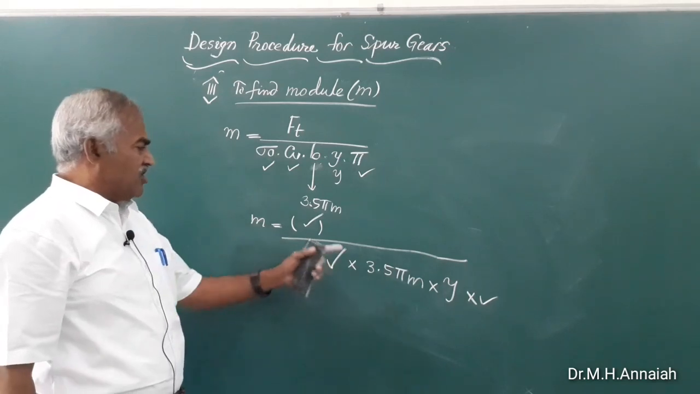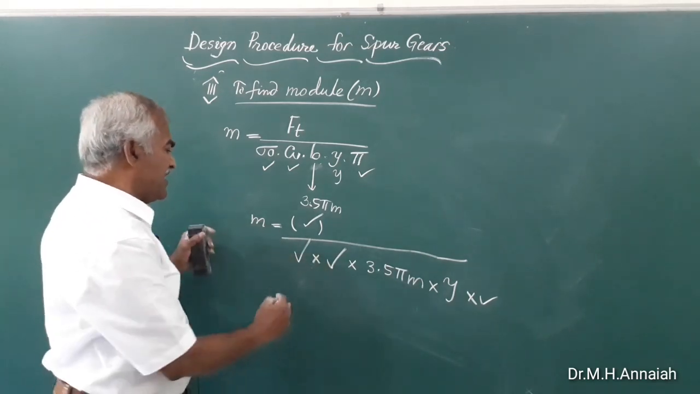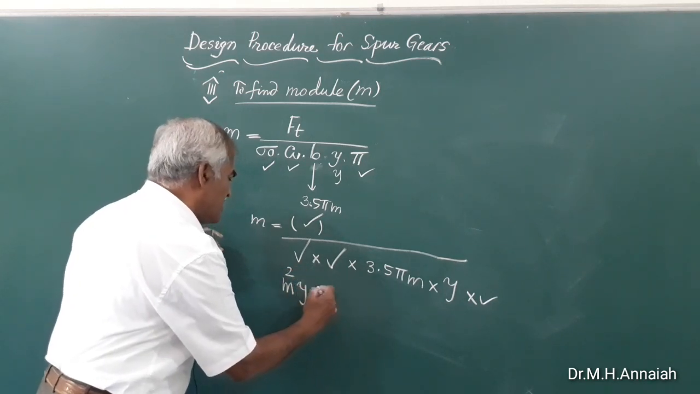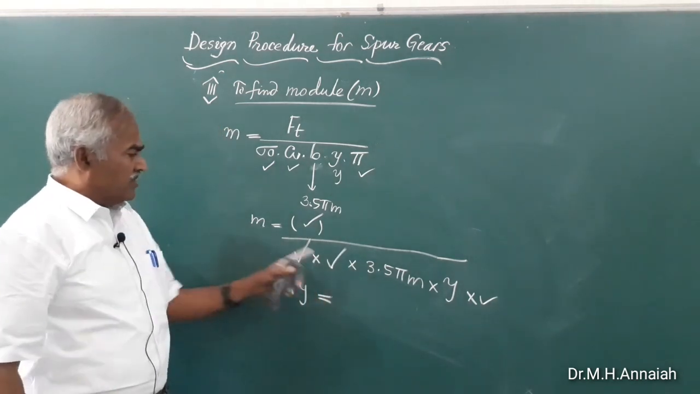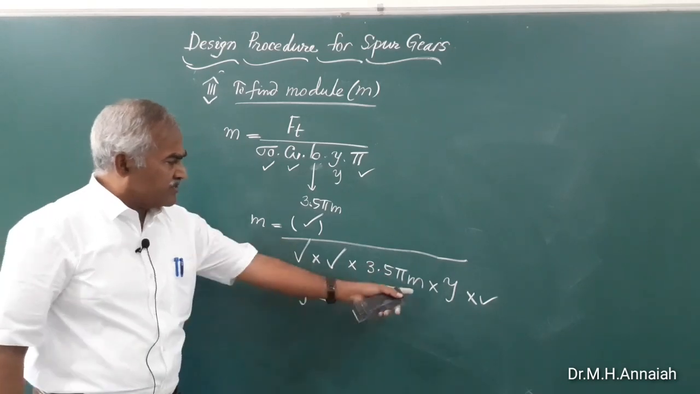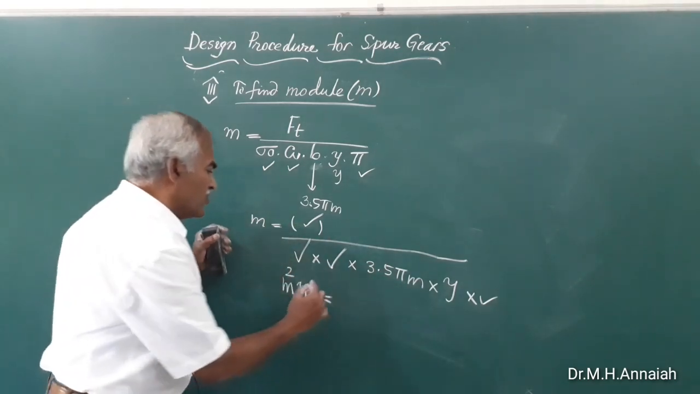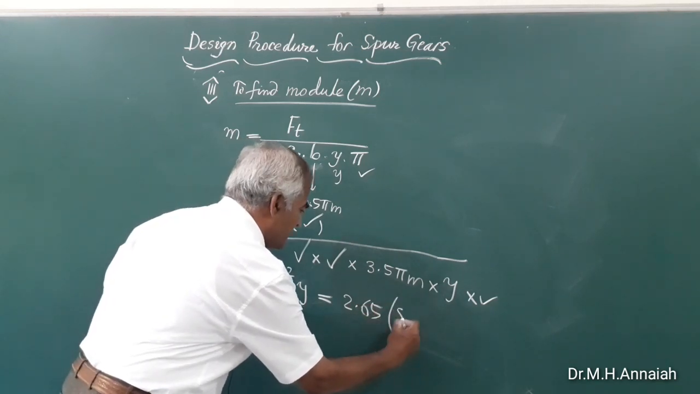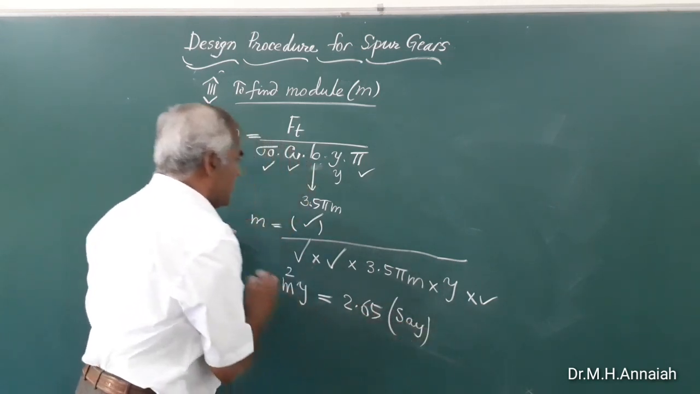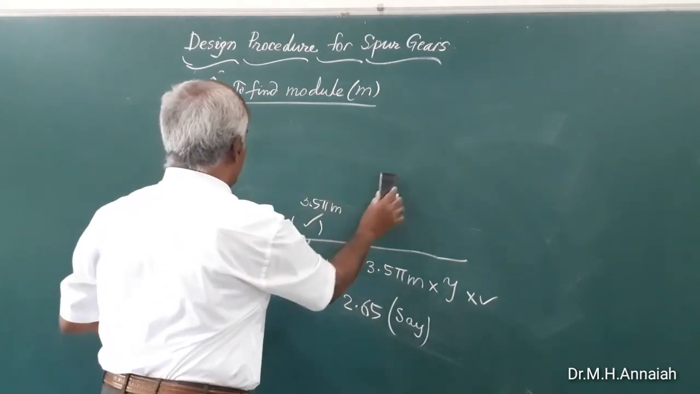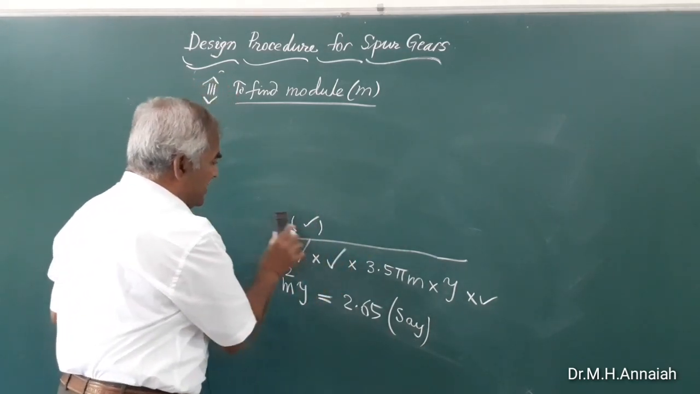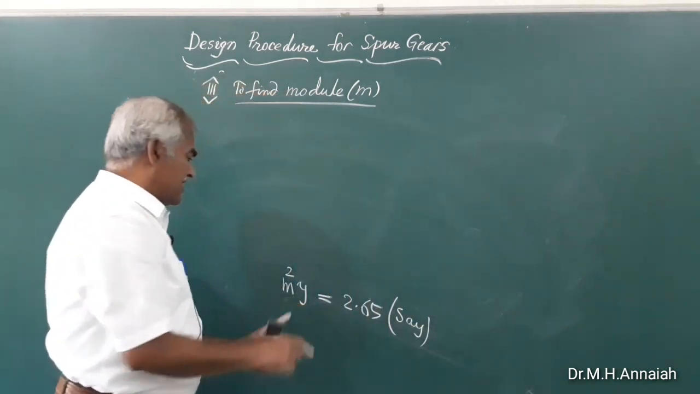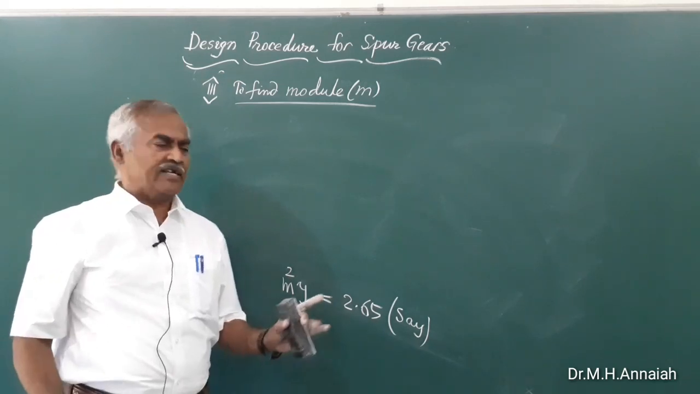Friends, you can see here, if you cross multiply, you are going to finally arrive at a value m square. See, m in the denominator here, m square into y. All the parameters are known. Say you are going to get a value, say 2.65. Say it is not an exact value, you are getting this value as 2.65 is a quantity. This is millimeter and this is number. So, just keep it as a number.